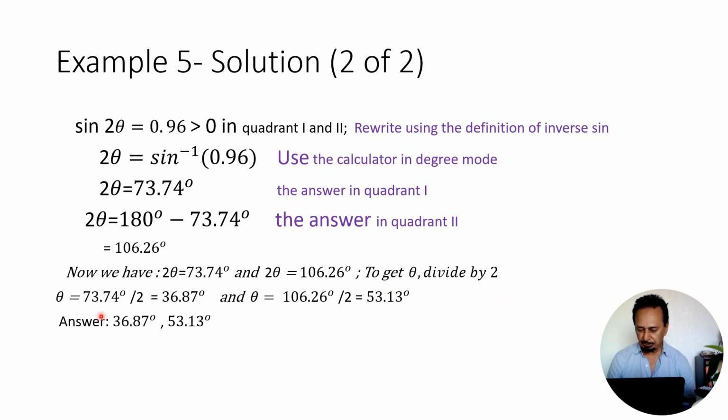So from the first equation, theta equals 73.74 degrees divided by 2, and this gives you 36.87 degrees. And from the second equation, divide by 2, you get theta equals 106.26 degrees divided by 2, which is 53.13 degrees. So the answer is the angles are 36.87 degrees and 53.13 degrees.